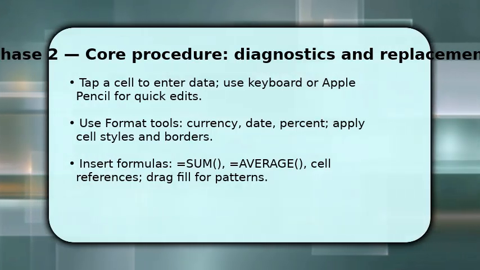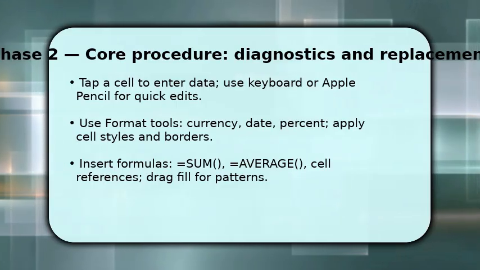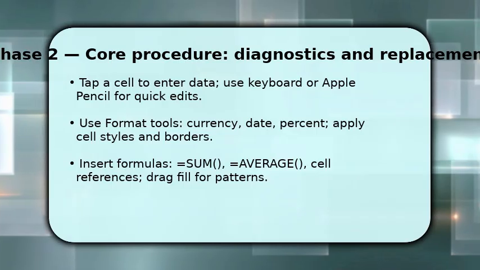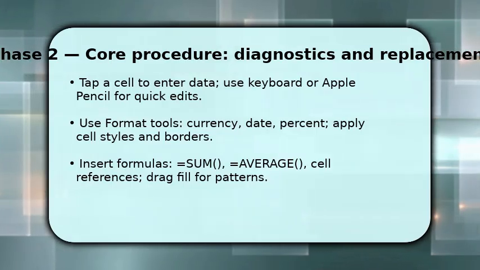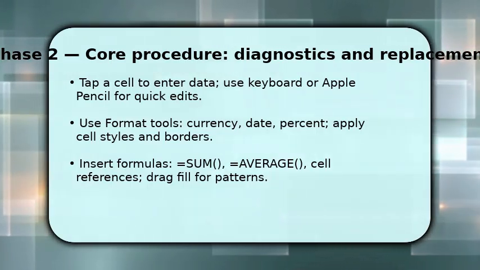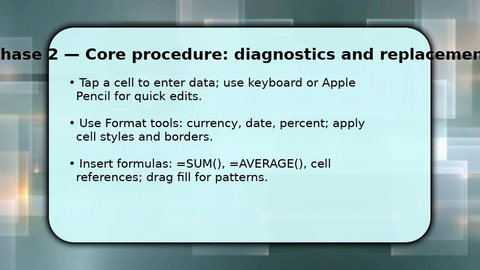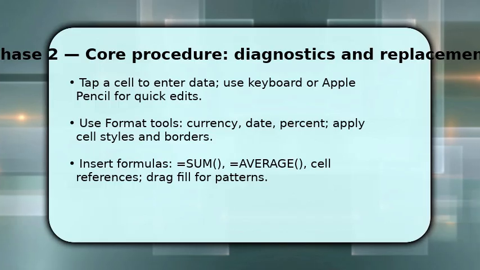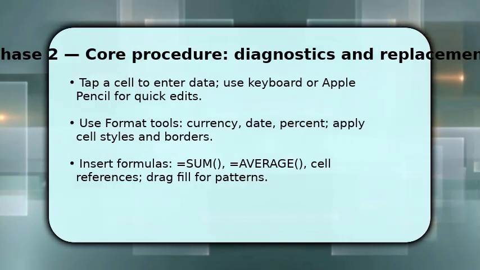Once your data is in, format cells, set currency, date, or percent so numbers behave correctly. Use the ribbon to apply styles and borders to improve readability. For calculations, type formulas like =SUM(A1:A10), or =AVERAGE(B1:B5). Then drag the fill handle to copy formulas.